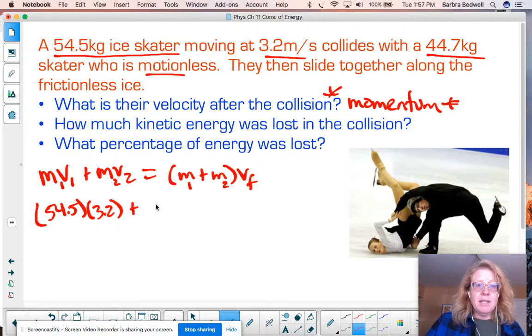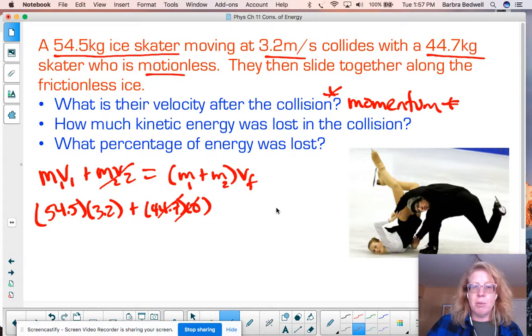And then our second skater is 44.7, but they're not moving at first. So this is going to end up going away. There's no initial momentum for that second skater. And then afterwards, we've got their combined masses because they're traveling as one. It's an inelastic collision. That plus 44.7, and then you figure out what your vf is.